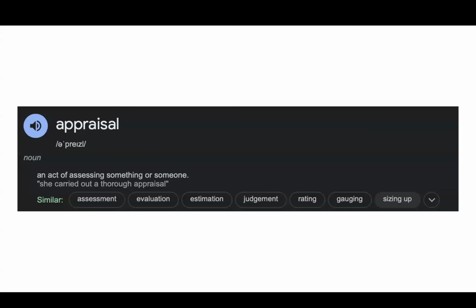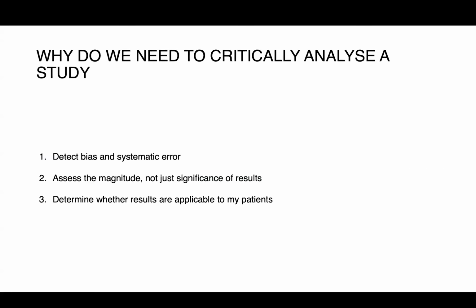So what is appraisal? It is an act of assessing something or someone. That is the basic meaning of it. So why do we need to do this critical appraisal? One, to detect bias and systematic error, to assess the magnitude, not just the significance of results, and to determine whether the results are applicable to my patients. All right. So this is the main core of critically analyzing a study.